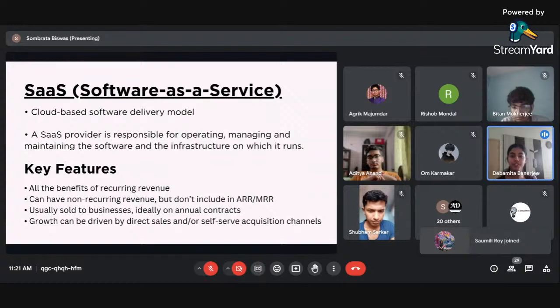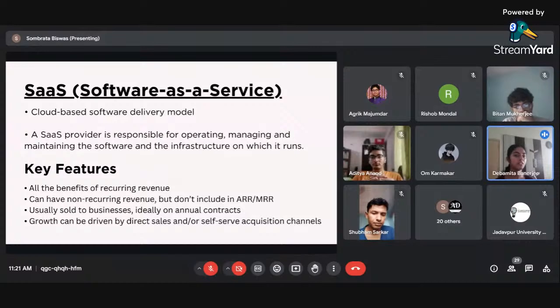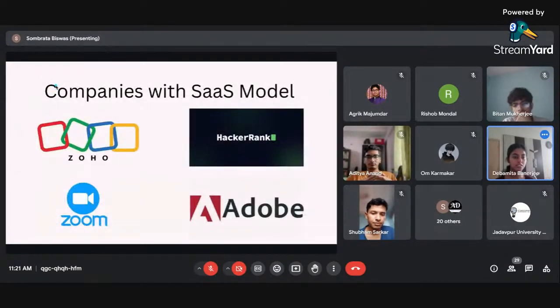Any questions so far about SaaS? Okay, I will assume none. Can we go to the next slide? Yeah, these are some of your SaaS companies: Adobe, Zoom, Zoho, HackerRank. They're selling software and people are buying it. Can we go to the next slide?